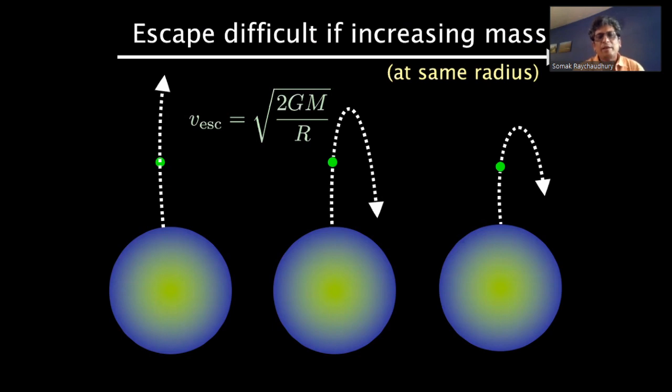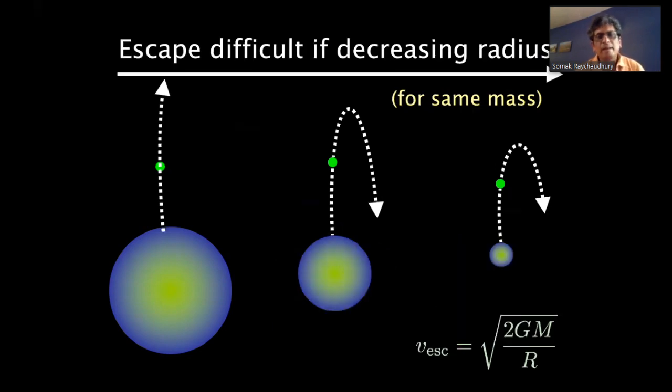But that's not a very practical way of doing things. In nature, things don't increase in mass with their radius being the same. Arbitrarily, it's a very difficult thing to do, a very contrived thing to do. A more natural thing to do is, if you take the same formula and keep mass the same, but now decrease the radius. And you can see, because the radius is in the denominator, this means that as the radius becomes smaller and smaller and smaller, the object gets denser and denser and denser.